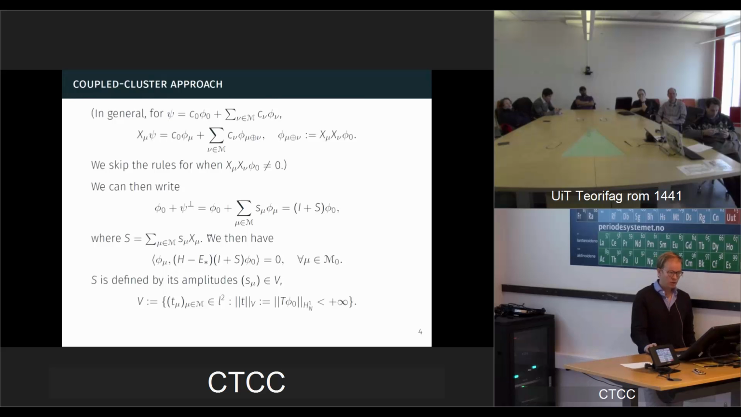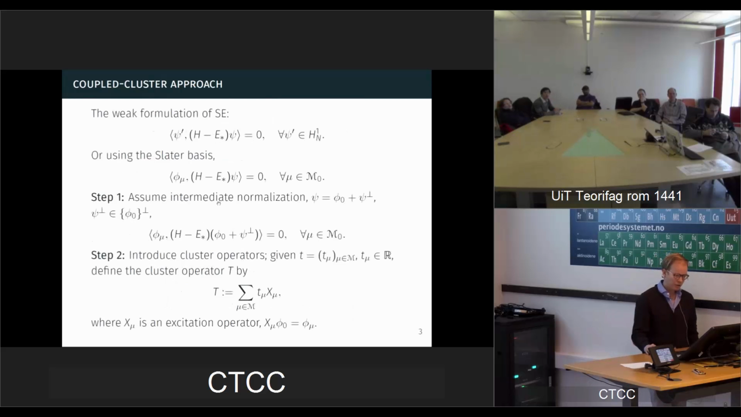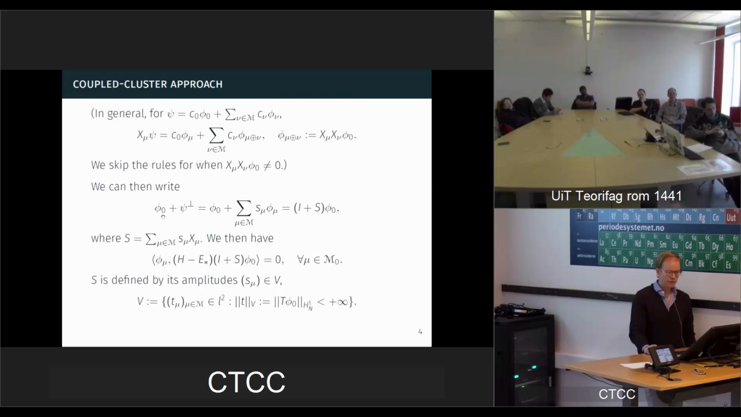Okay, so returning to this in step 1, what we have here. We can write this phi 0 plus this perpendicular correction as, and here we make use of the basis expansion, because we know that this is something that can be expanded by determinants only in this multi-index set M. But now we recall that this phi mu can be written as this x mu acting on phi naught, so that then we get what we have here, if we just define this S like this. This is how we define a cluster operator.